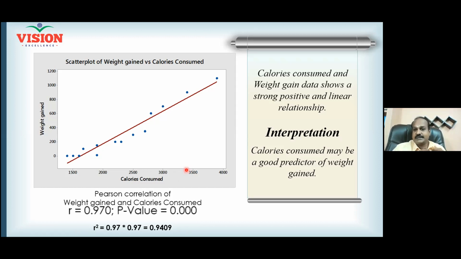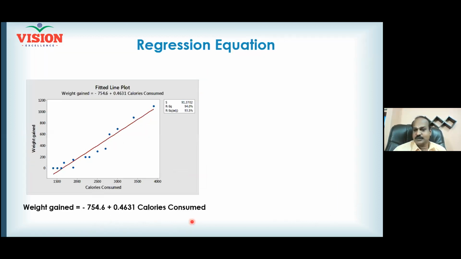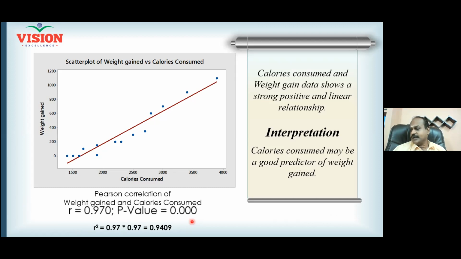His weight is decided according to what he is eating, isn't it? He consumes more, puts on more weight. He consumes less, puts on less weight. And that is, he is at his best form of health. And now R square, how is this R square helping us? So R square is 0.97 into 0.97. How much is 0.97 into 0.97? 0.94. How is it helping you?